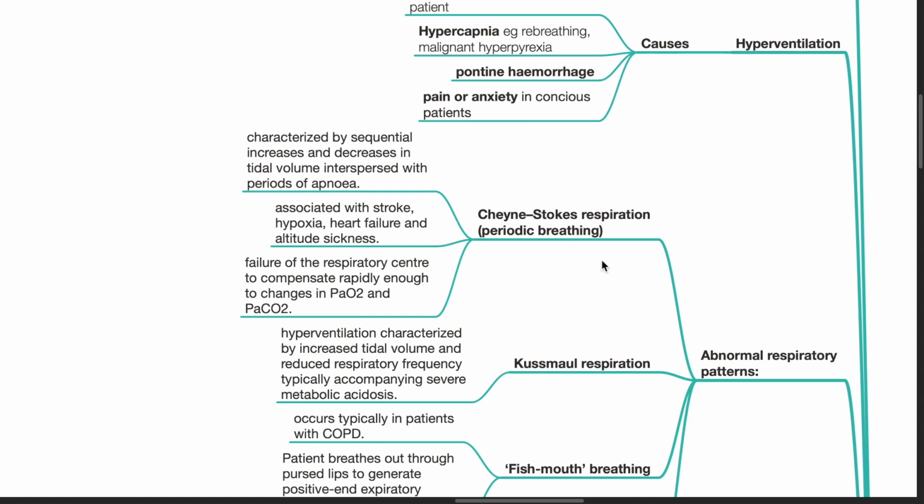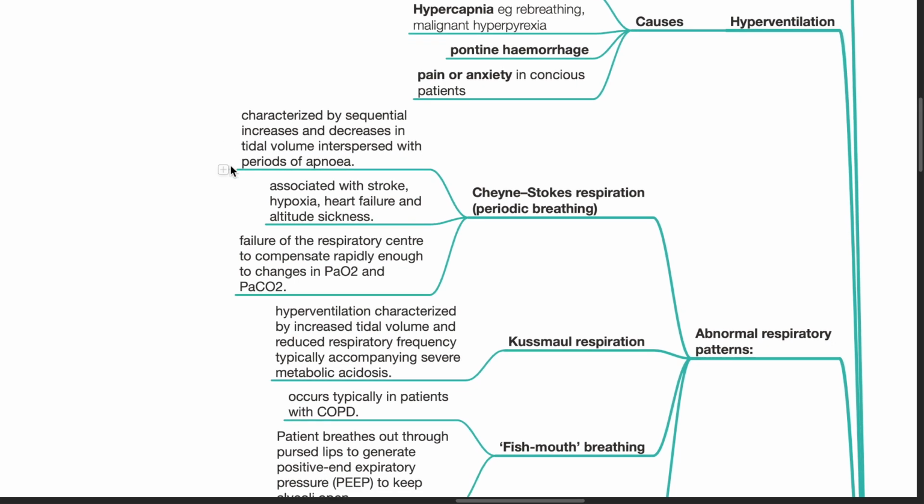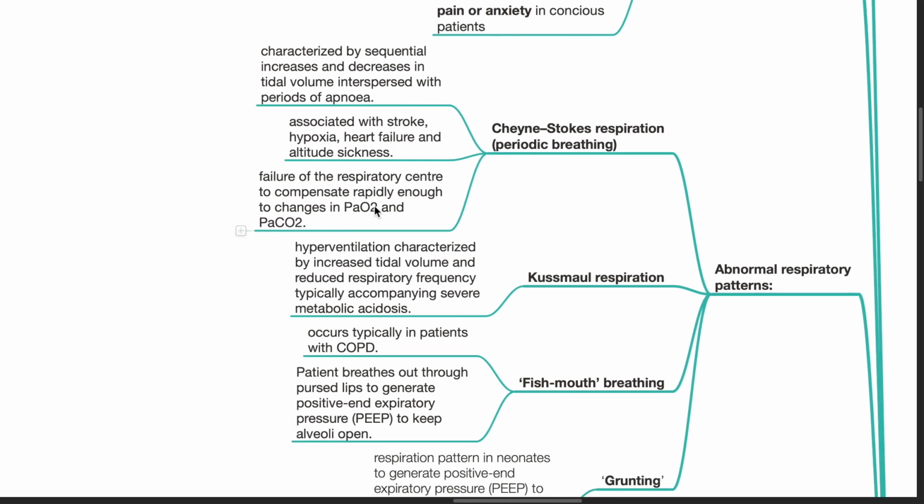Abnormal respiratory patterns. Cheyne-Stokes respiration is characterized by sequential increases and decreases in tidal volume interspersed with periods of apnea. It is associated with stroke, hypoxia, heart failure, and altitude sickness. It reflects failure of the respiratory center to compensate rapidly enough to changes in PaO2 and PaCO2.